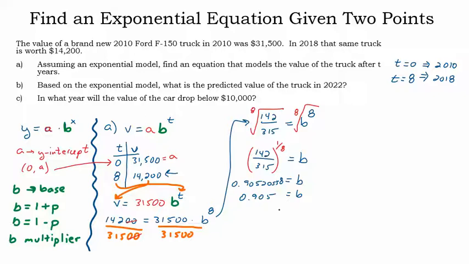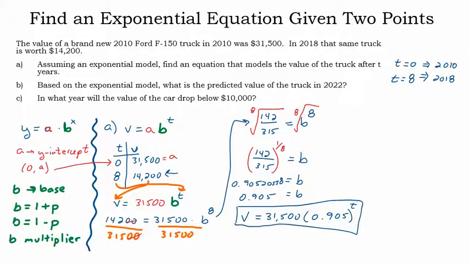The truck is. All right, so now we have our equation, which is y equals, we plug in our value of a, our initial value of 31,500, and the truck is going to lose 9.5% or retain 90.5% of its value every year. Oh, I used y. I said I was going to use V. Let's go back and be consistent, and we'll call that V. All right, so there's our model. That is the answer to part A.